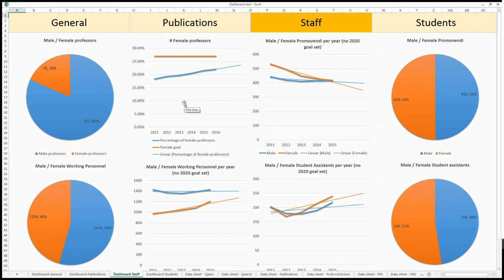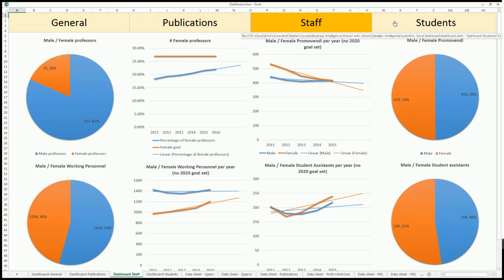We also mapped this out for promovendi, for working personnel, which are the regular staff members and teachers, and the student assistants, which are also kind of part of the staff. We can see from the trend line that the female promovendi are steadily decreasing, so Utrecht University needs to step in and promote this more.